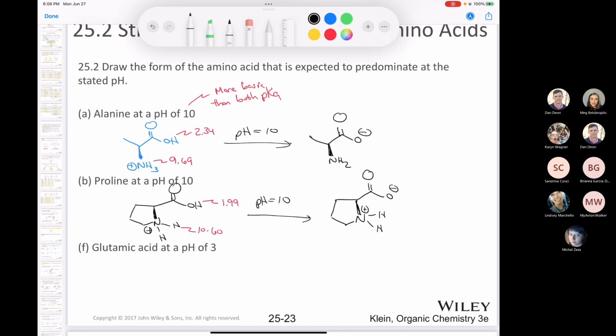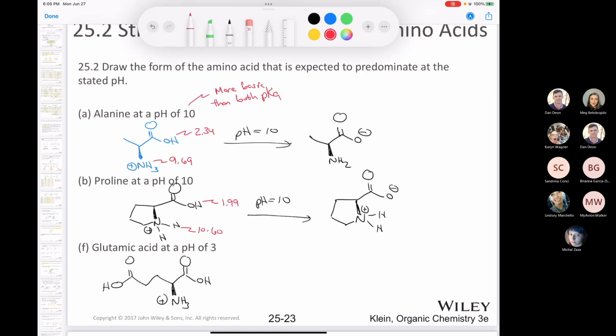The next one is glutamic acid. So this one has 3 pKa since it's got an acidic side chain. Let's write the whole thing out. We've got time. So here's the first carboxyl group. Here's the nitrogen. So glutamic acid has 1, 2 methylenes. Then it has another carboxyl group here.